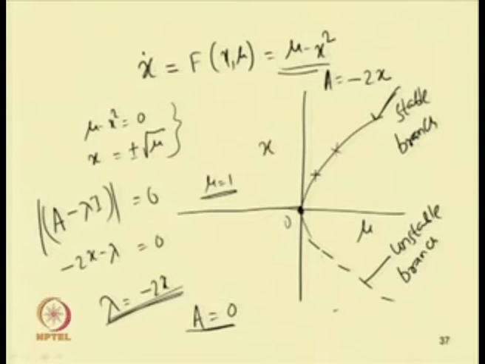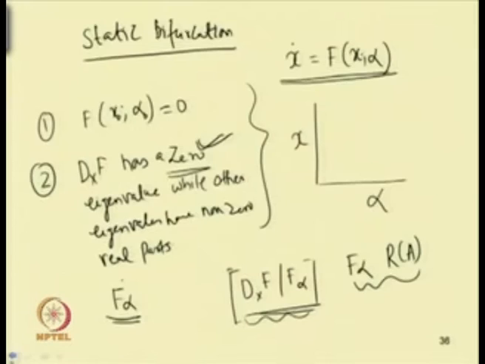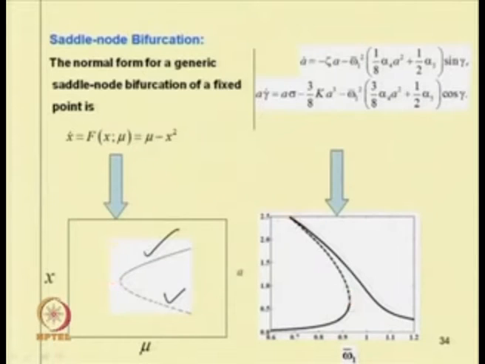So, in this case we have a stable branch and another unstable branch. These two branches meet at the origin. Already we have plotted this curve here. This is the stable branch and this is the unstable branch, and the stable and unstable branch meet at this point. So, this is the saddle node bifurcation point. The normal form or generic form of the saddle node bifurcation for a first order equation is x dot equal to mu minus x square.